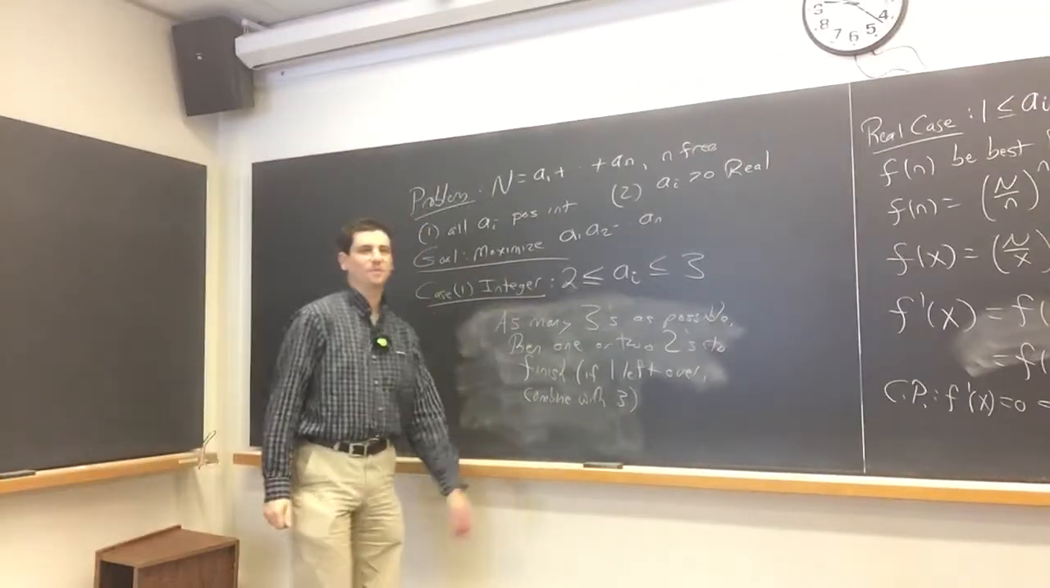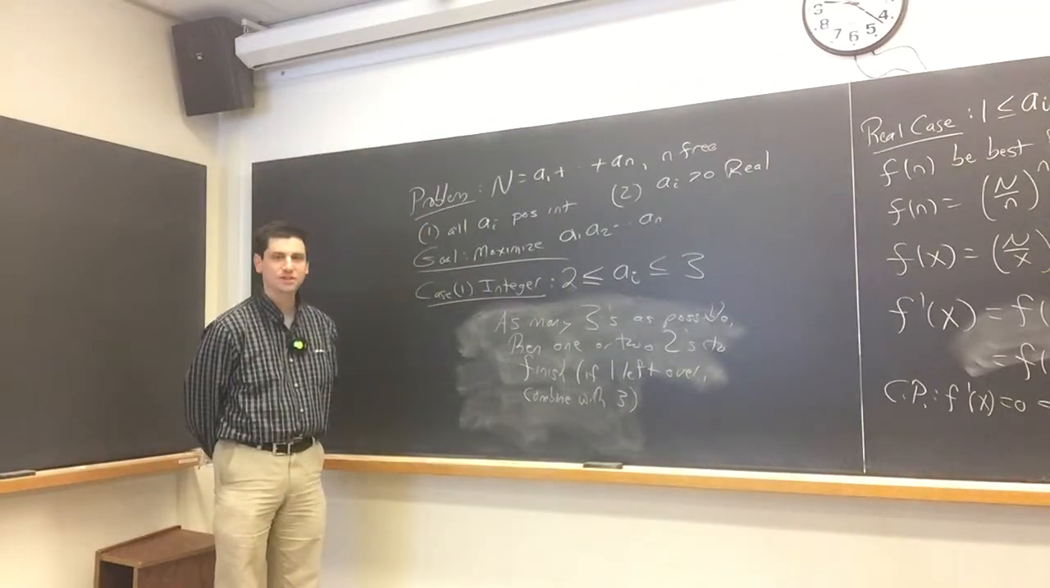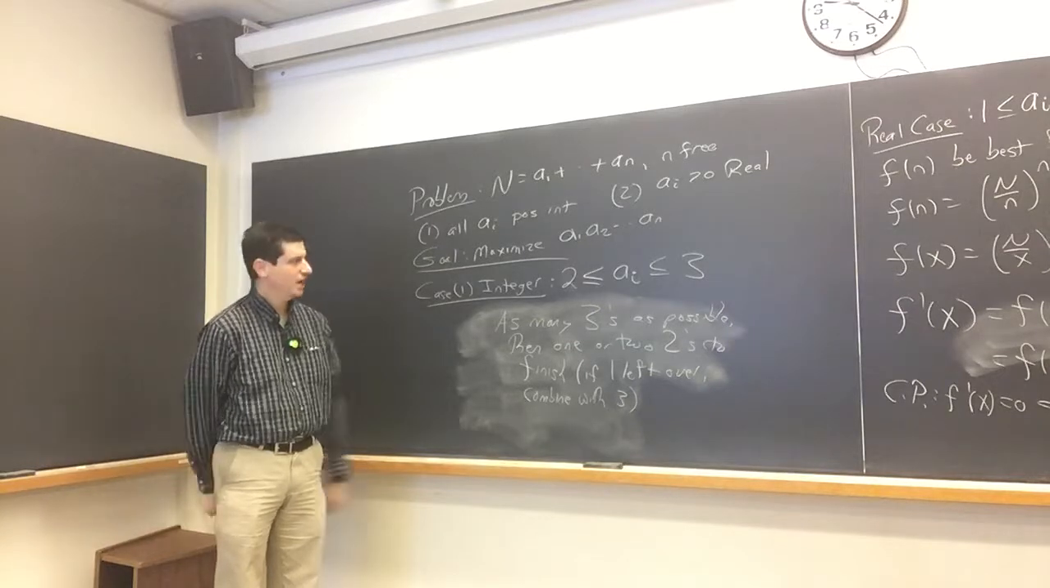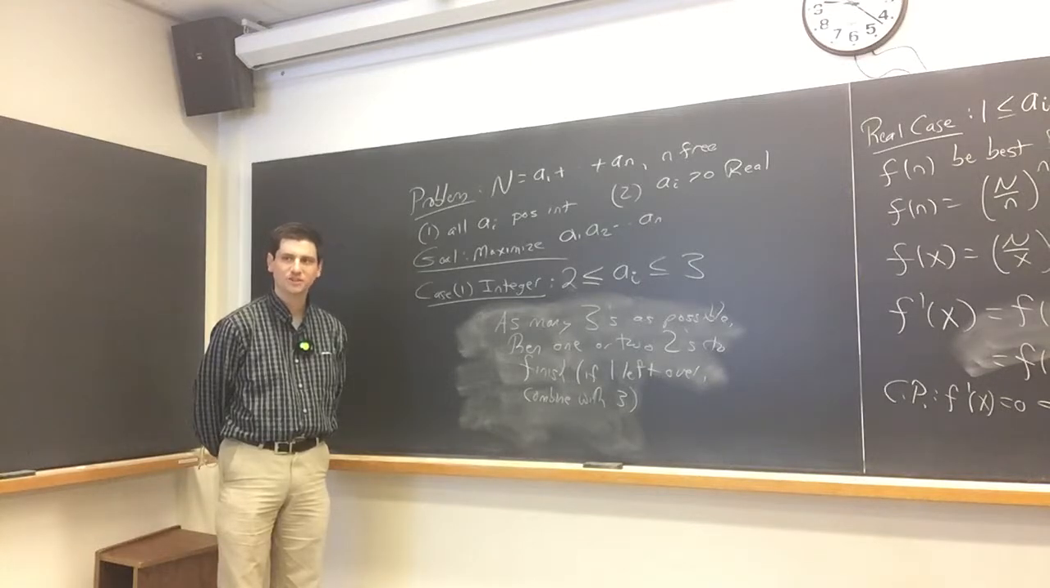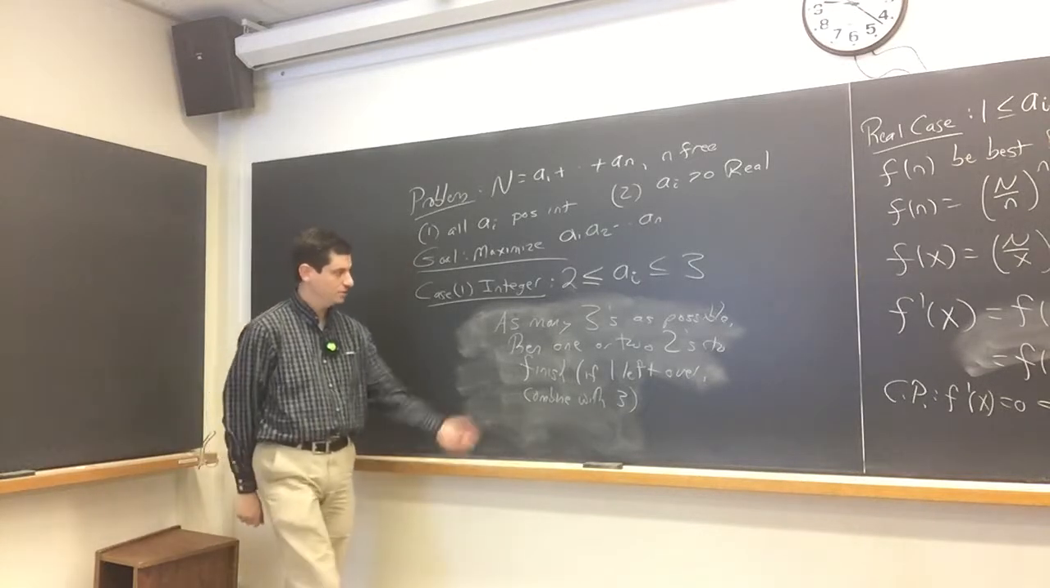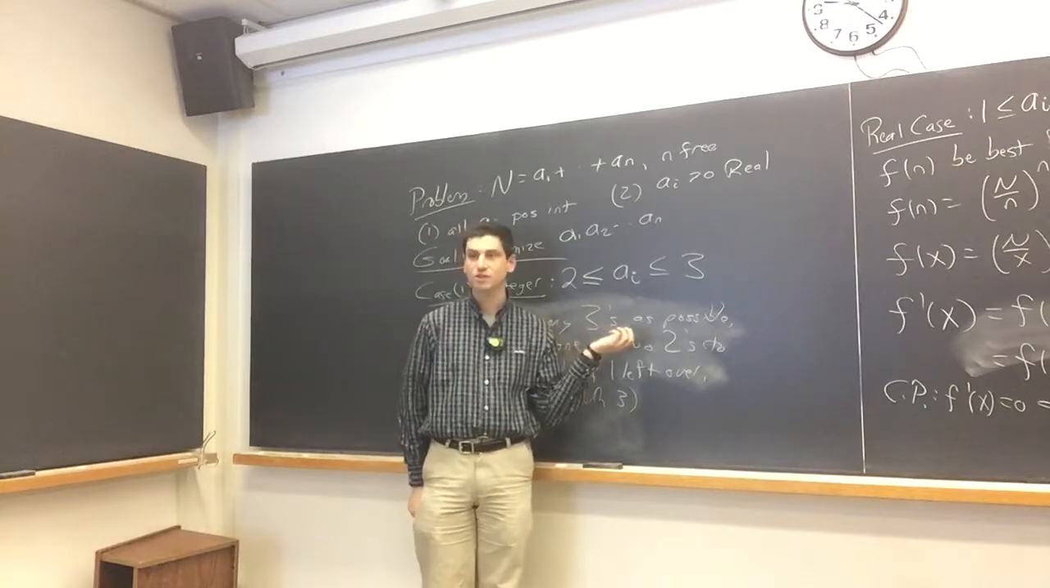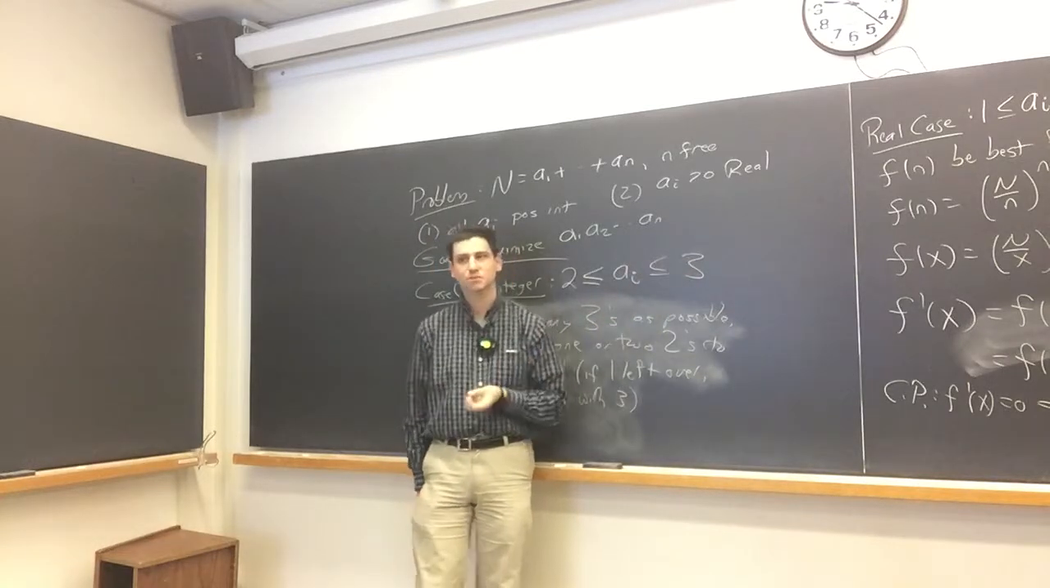There we go. Okay. So 3 is closer to e than 2 is. And over here, we're using more 3s than we are 2s. Is this a coincidence? Or is the fact that we want more 3s really related to trying to maximize these products?